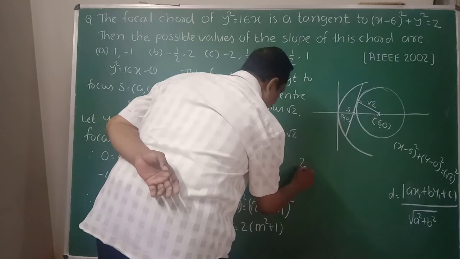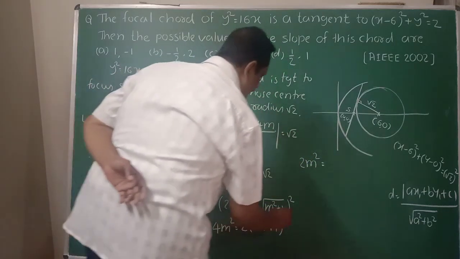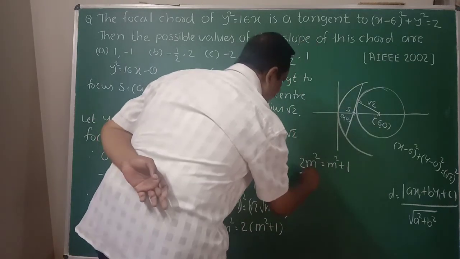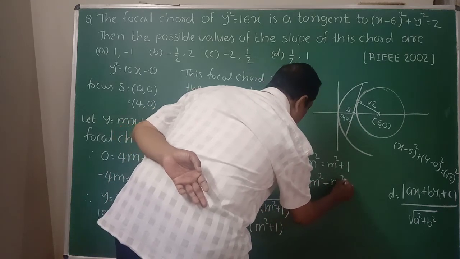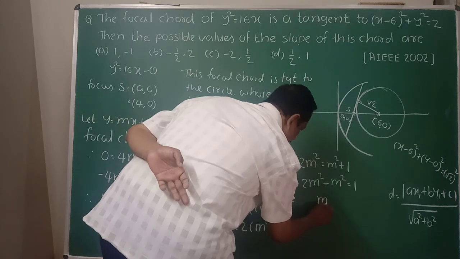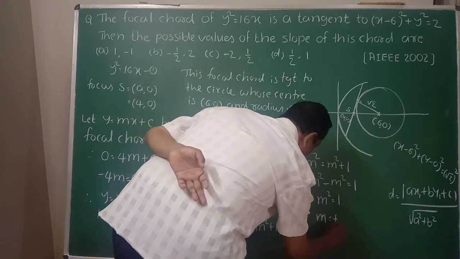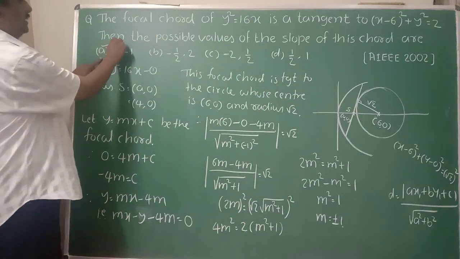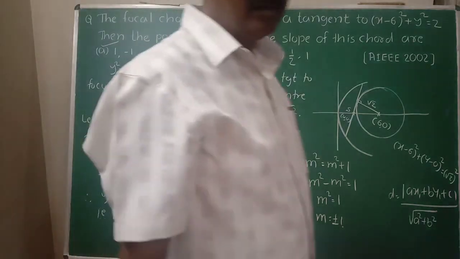Therefore 2m² = m² + 1. Take m² to the left side: 2m² − m² = 1, so m² = 1. Hence m = plus or minus 1. The answer is +1 or −1, so the first option is correct. That is the slope of the focal chord.